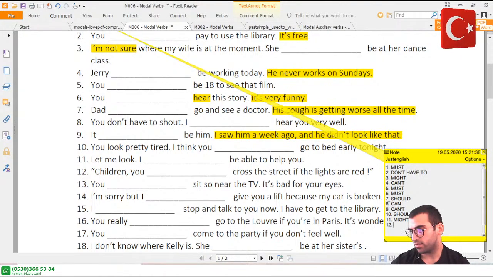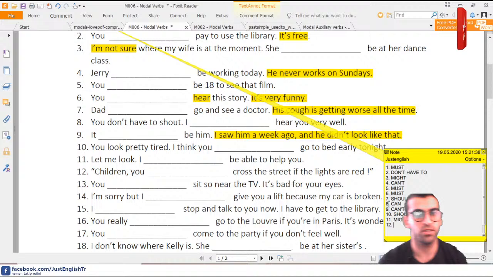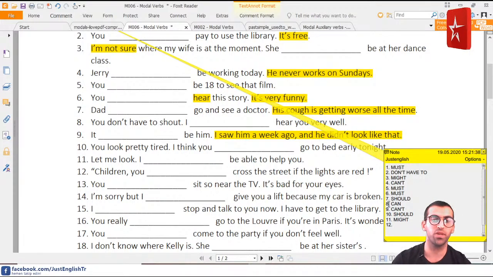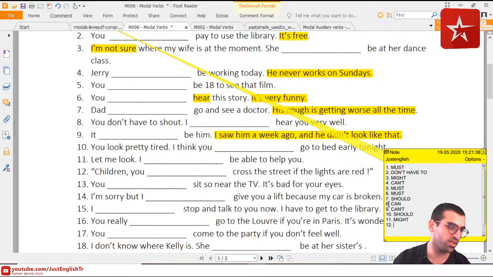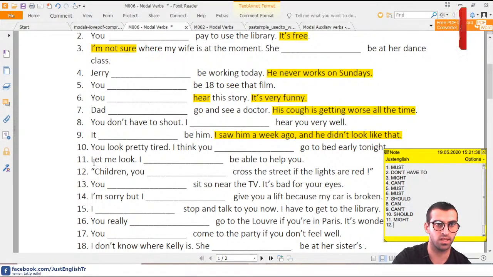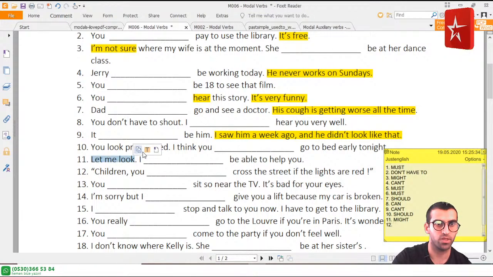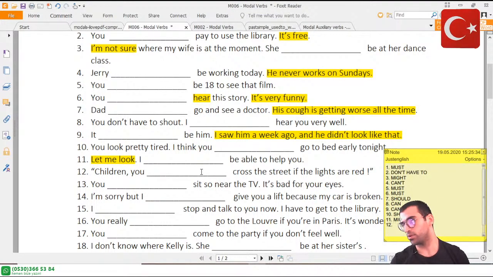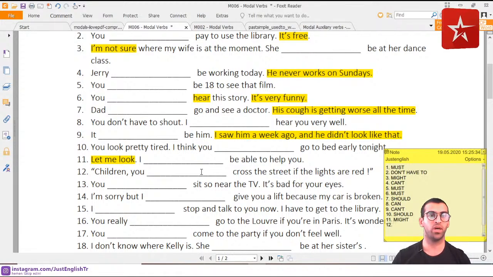Okay, Mr. Mehmet says perfect, act accordingly to Erik Dalı. Yes. Why not can? Zayda says why not can? I can be able to help you because it is, let me look, it's a probability. Maybe I can solve it or not. That's why, because of this sentence, because I'm not sure, we can use might.